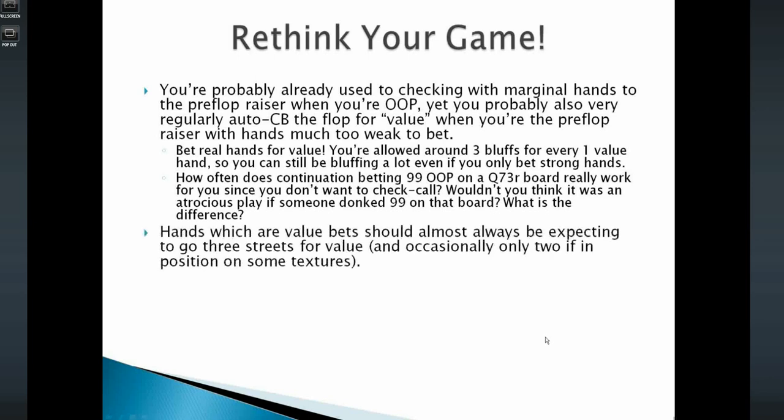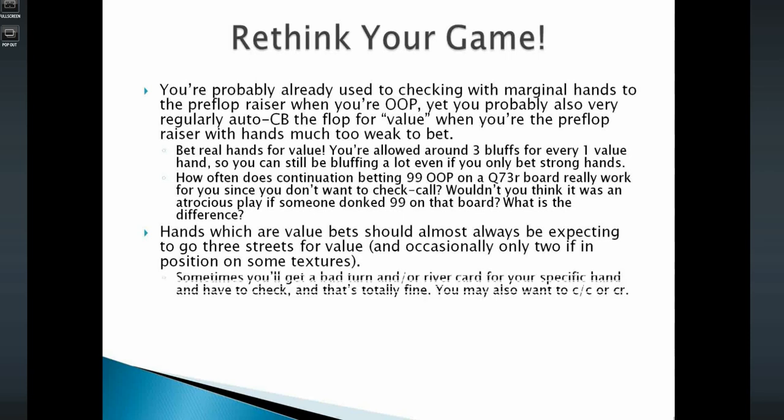Hands which are value bets should almost always be expecting to go for 3 streets for value, and occasionally only 2 if in position on some textures. Sometimes you'll get a bad turn and or river card for your specific hand and have to check, and that's totally fine. You may also want to check call or check raise on the turn or river if you get a specific turn or river card that works well for that with your range. So it's okay to check call the turn and check call the river. You probably just shouldn't go into the hand with that intention on most turn and river cards.